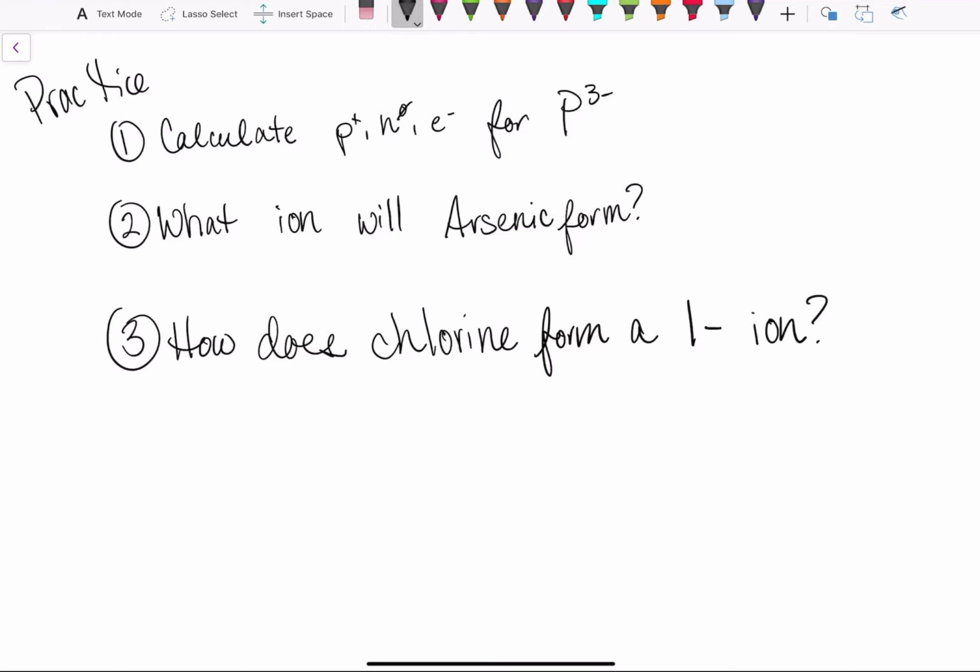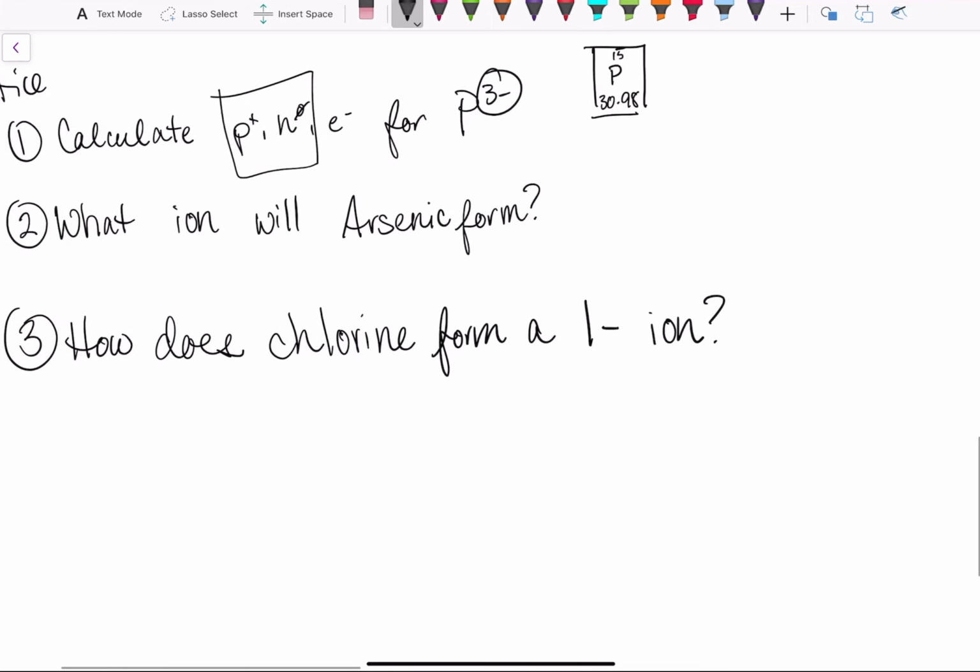Okay, up first we have the protons, neutrons, electrons for phosphorus 3-. So phosphorus's element tile looks like this. It is number 15 and has a mass of 30.97, so we'll just put 98. But while that's the element tile, we also have this 3- to deal with. So we're going to do protons and neutrons like normal. Protons are going to be 15, and neutrons, this rounds to 31, and 31 minus 15, we get 16, so there's 16.